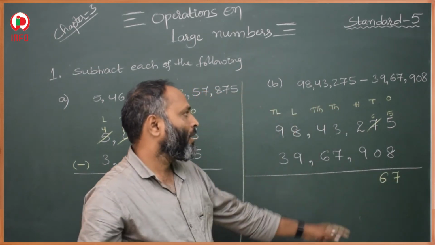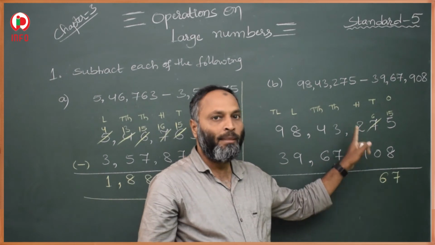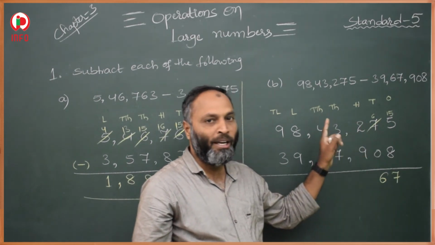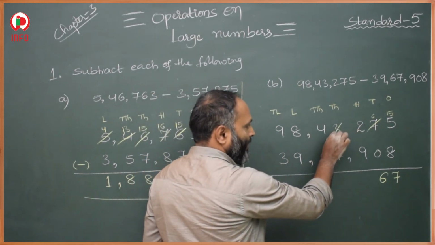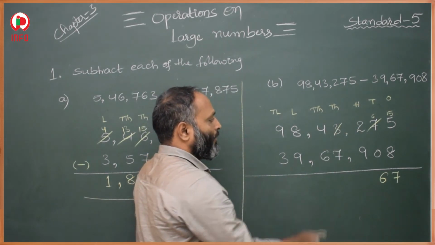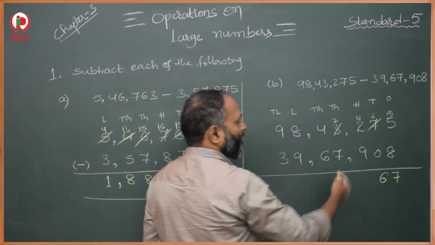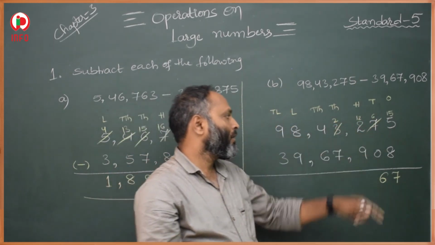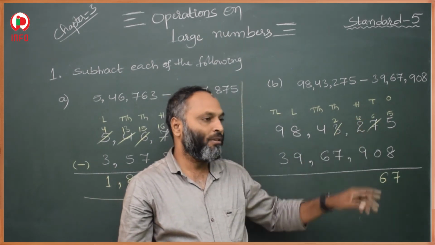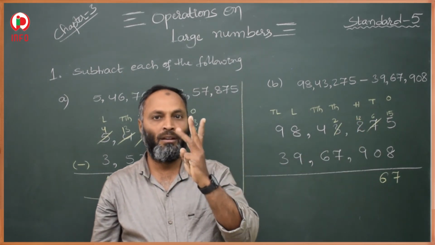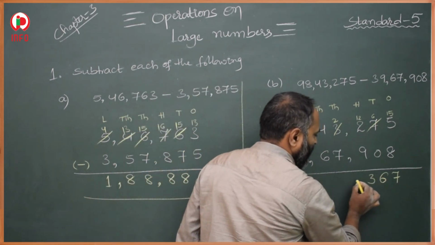Then the next, hundreds place. 2 is there and 9 is there. 2 is smaller, which means the minuend is a smaller value. So we take borrow from the next place, the thousands place. If we take borrow from the next, 2 becomes 12 and 3 becomes 2. Then 12 minus 9 means count from 10 to 12: 10, 11, 12. So 12 minus 9 is 3.